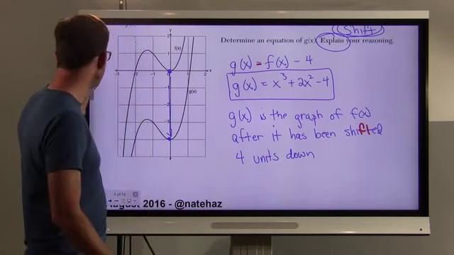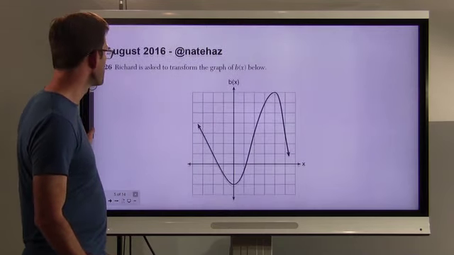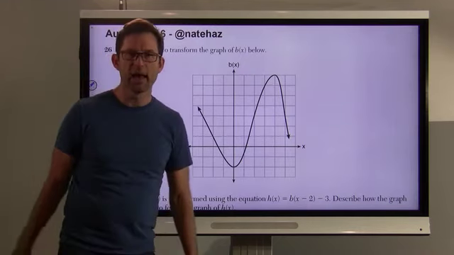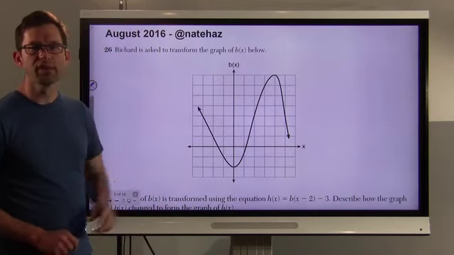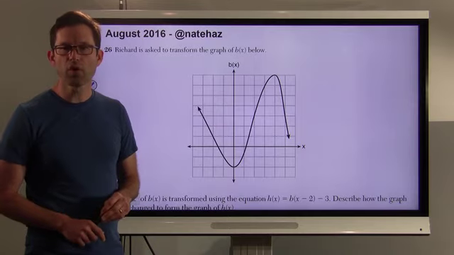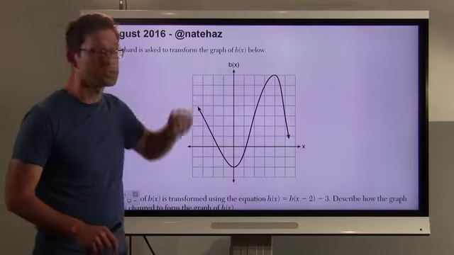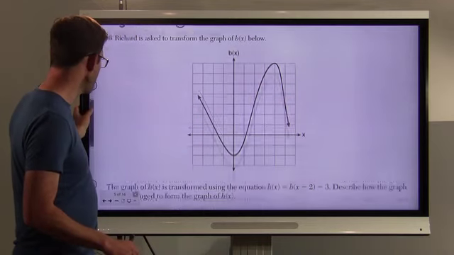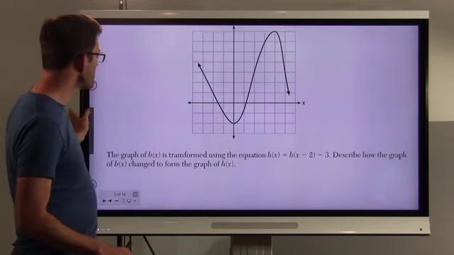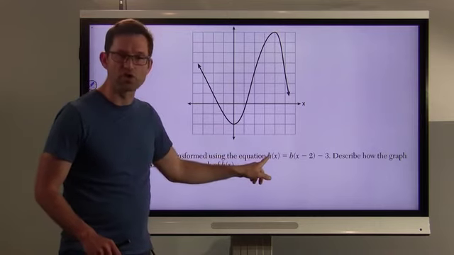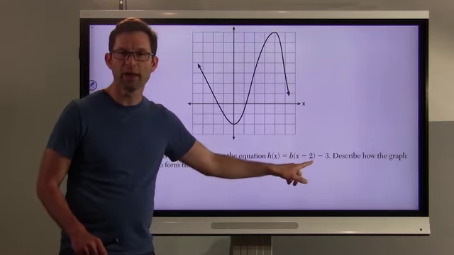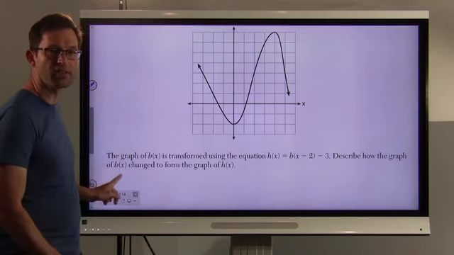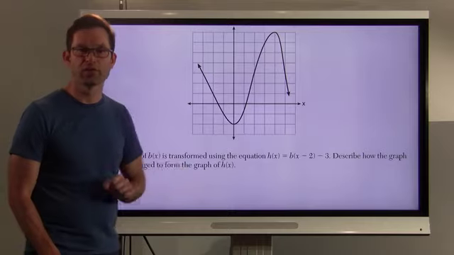Now let's take a look at one. Hopefully that's got a horizontal. Here we go. August 2016, number 26. Richard is asked to transform the graph of b of x below. All right, so we got some funky graph of b of x. The graph of b of x is transformed using this equation, h of x equals b of x minus 2 minus 3. Describe how the graph of b of x changed to form the graph of h of x.